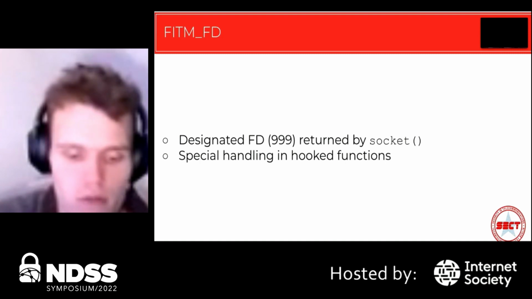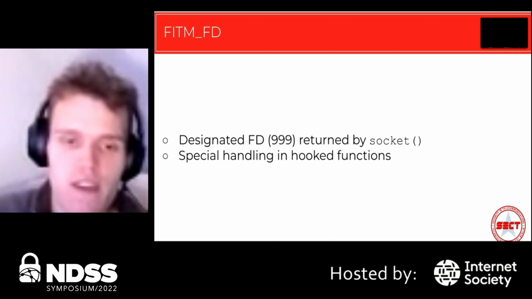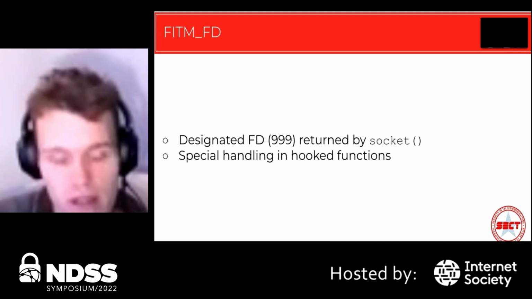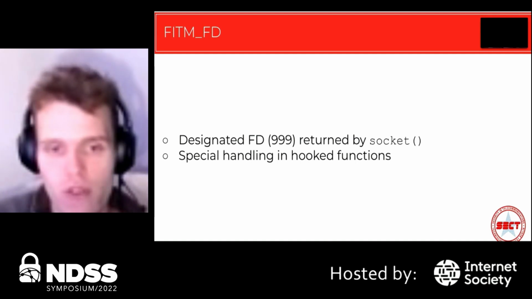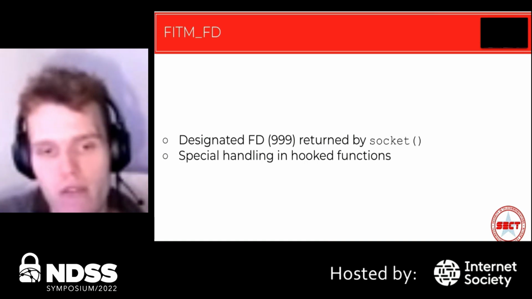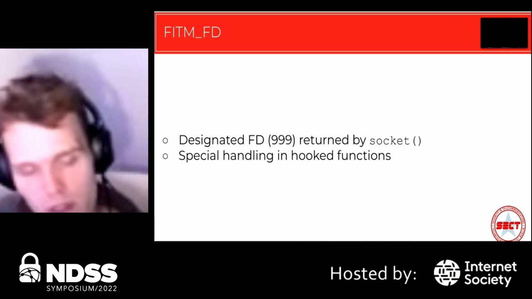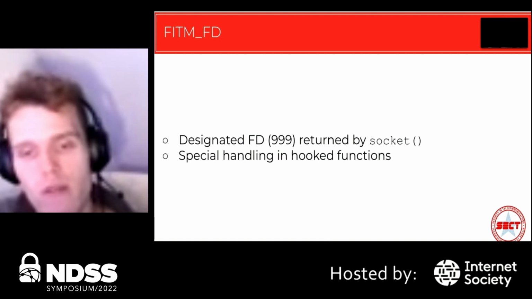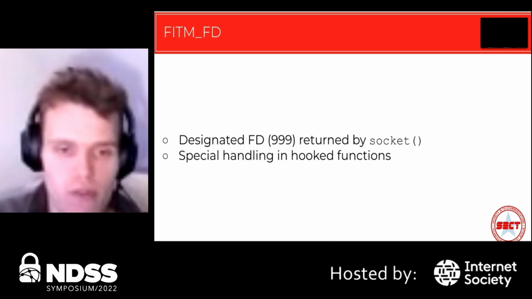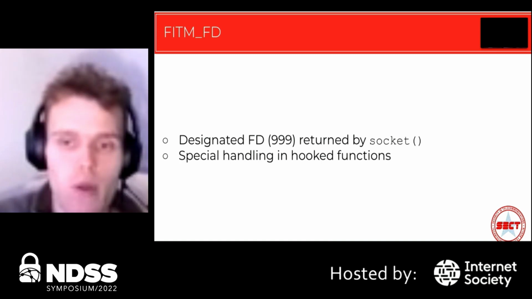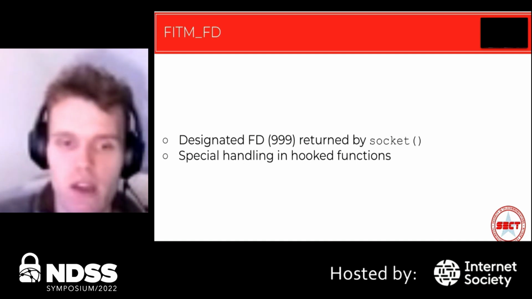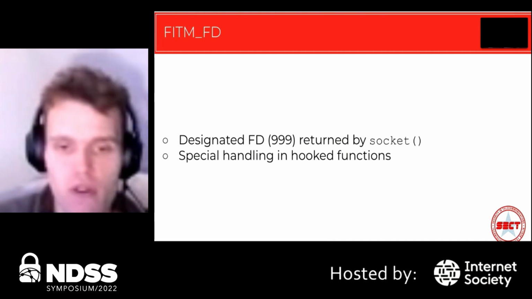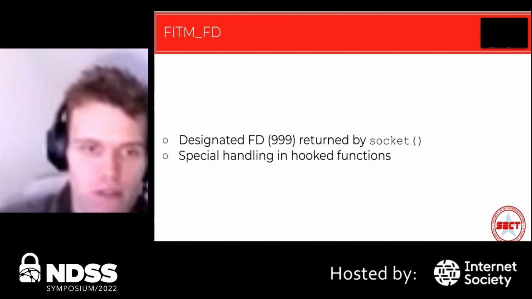What we found useful for implementing those patches is that we use a designated file descriptor in order to trigger our patched functionality. So whenever socket is called in our custom QEMU version, a static file descriptor is returned, 999, and we call it FitM FD. There are some preliminary checks whether or not socket should return that or return a normal socket. But once it does, that file descriptor is automatically used by the target to trigger the special handling of the hooked functions because they will react to that FitM FD.